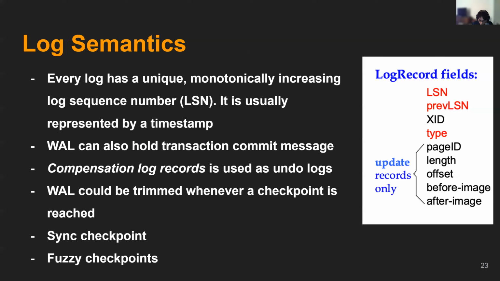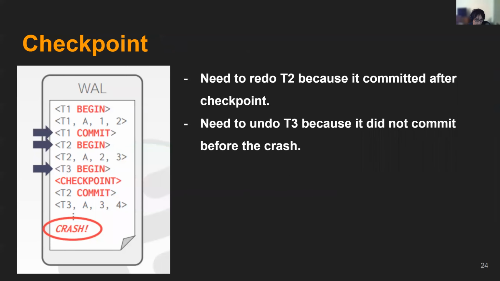One of the problems for the write-ahead log is that it keeps increasing in size, right? Because every single write request that comes in, you have to append something into your WAL. So there is a process called trimming the write-ahead log. It's called the checkpoint. I will talk about fuzzy checkpoints later. Although I put it in this slide, let's talk about checkpoint first.